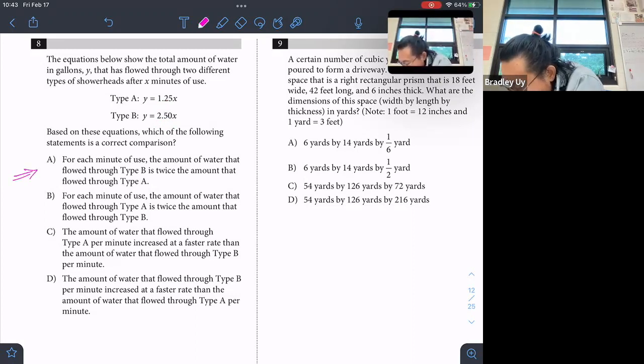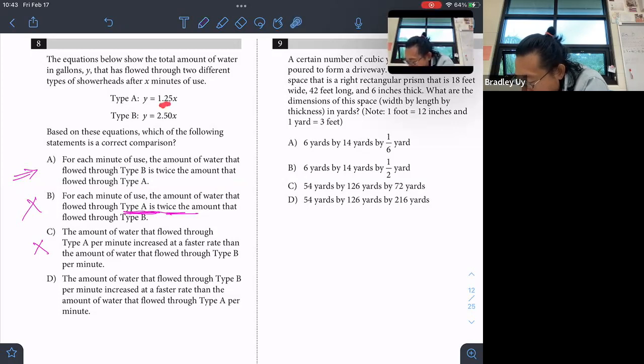For each minute of use, the amount of water that flowed through type A is twice the amount. That is not true. Type A is more water efficient than type B. Okay, so B is not right. The amount of water that flowed through type A increased at a faster rate. They are not increasing, they are flowing at a constant rate. We know that because these are linear and the rate doesn't change.